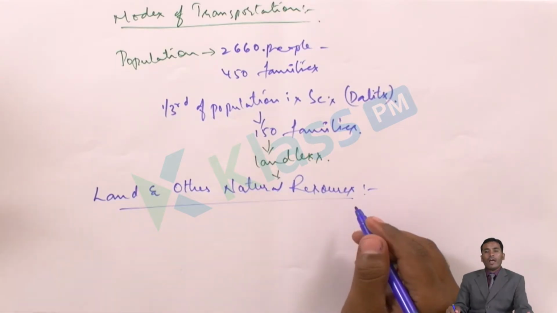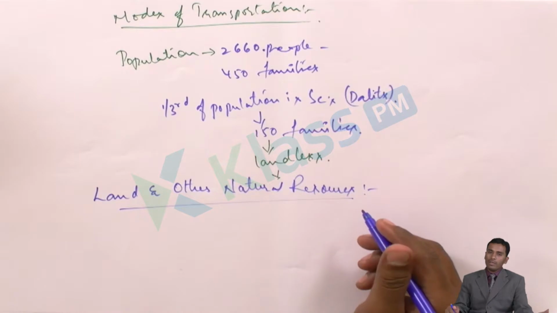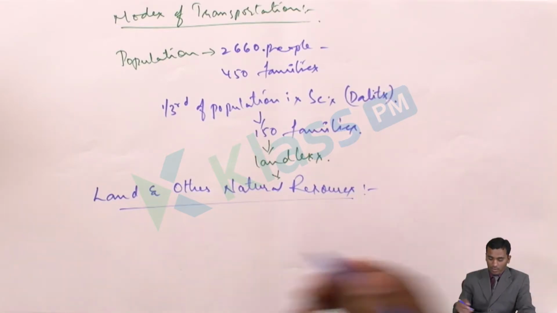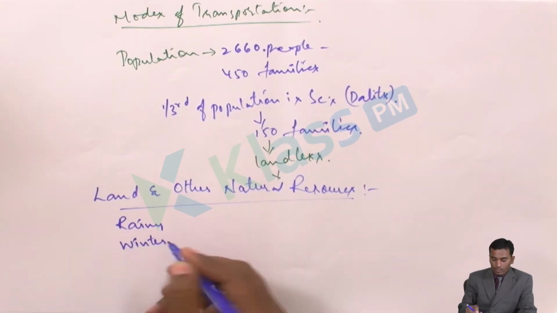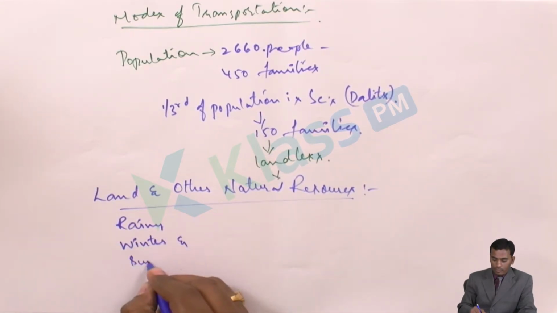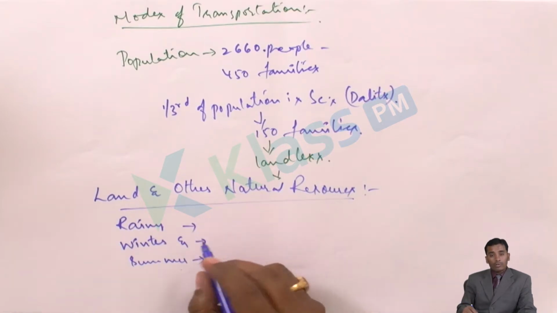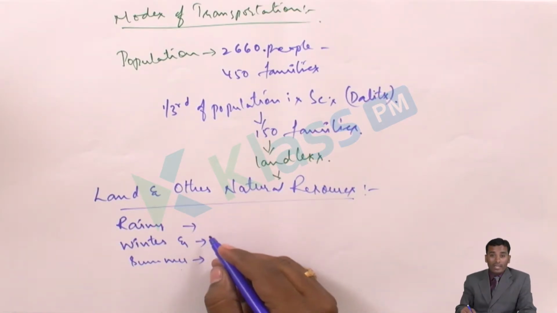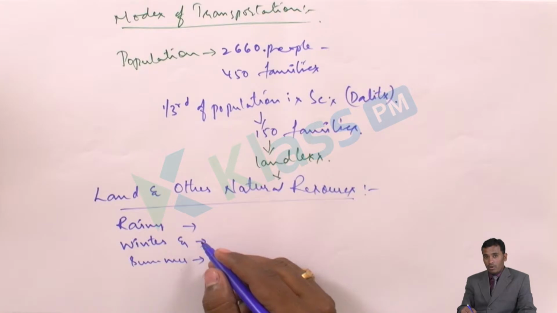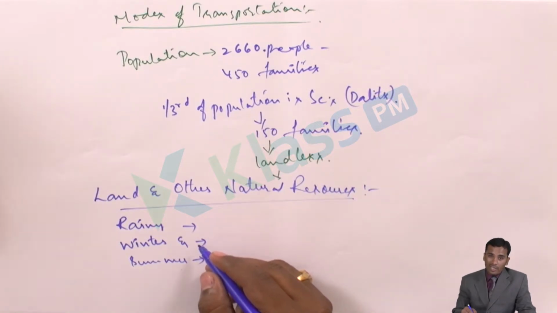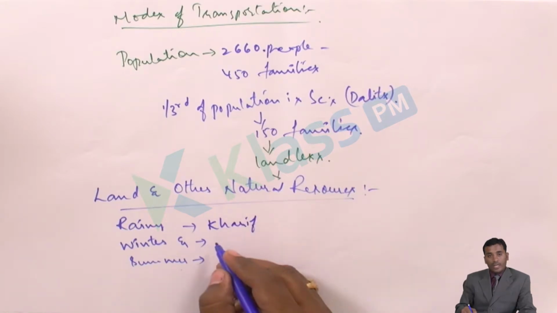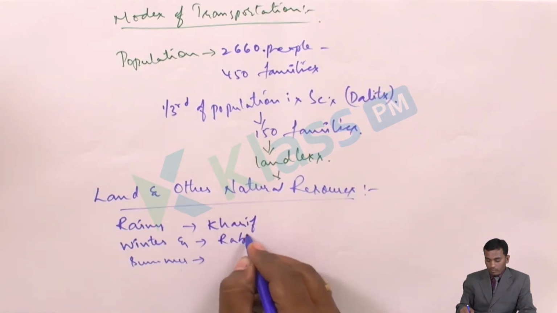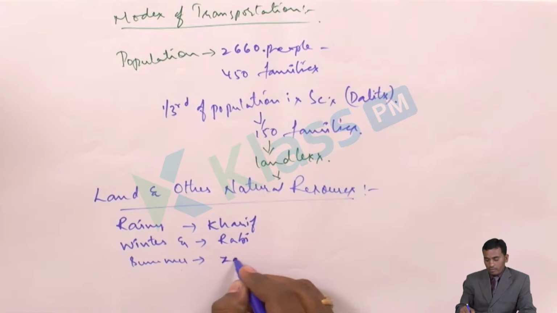Here we have 3 seasons in our agricultural year, generally: rainy, winter, and summer. The crops sown in the rainy agricultural season are generally called Kharif crops. Then winter is called Rabi and summer is called Zaid.